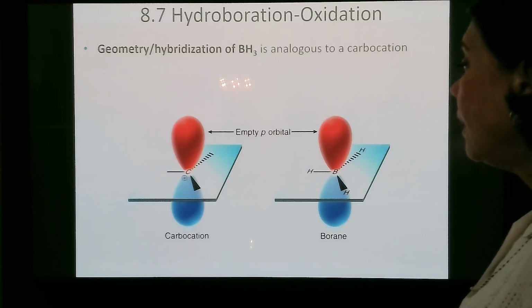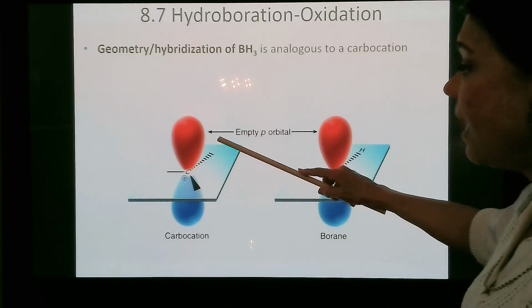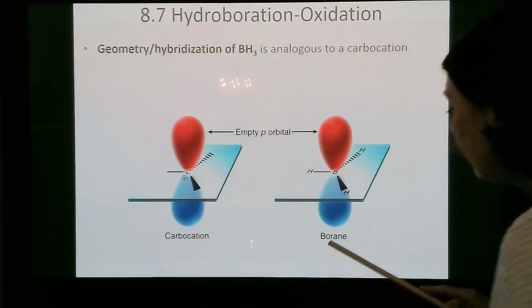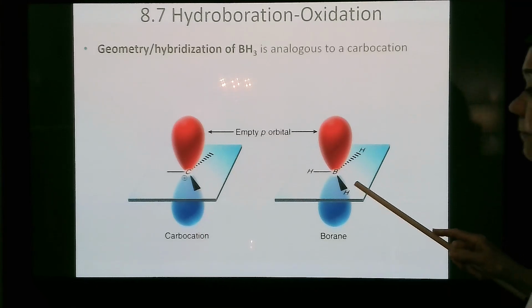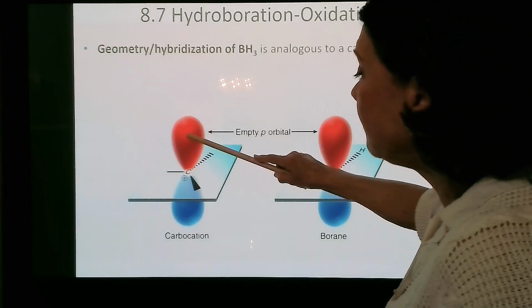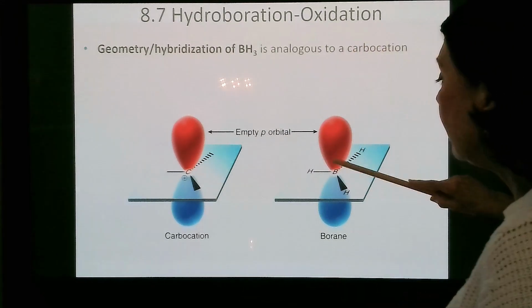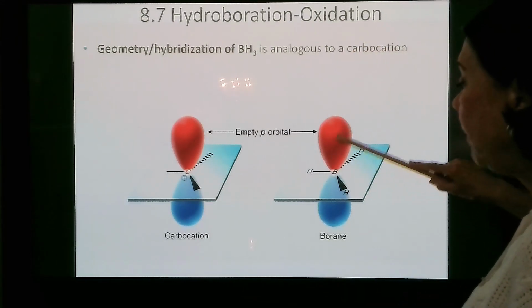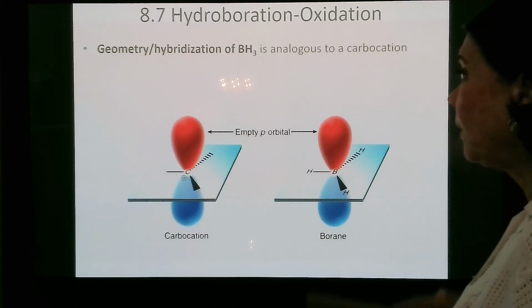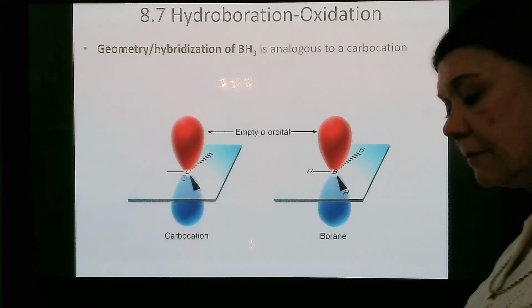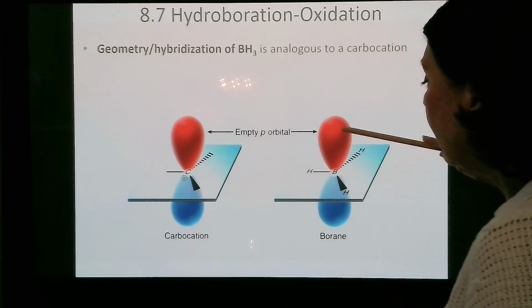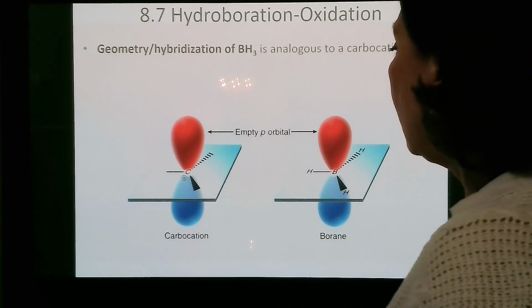So here, the point is made that it's not the same situation as when you have a planar carbocation intermediate. Here you have an empty p orbital on a carbocation intermediate, and boron has an empty p orbital on it. So BH3 is planar. I don't know if that is so important, but it's a good thing to remember. So boron has an empty p orbital.